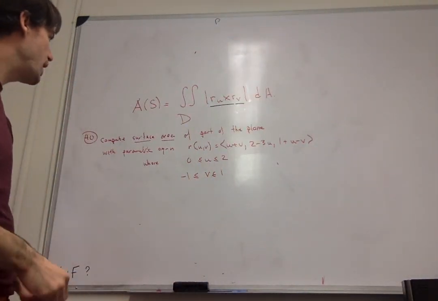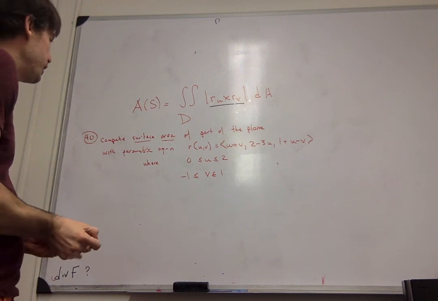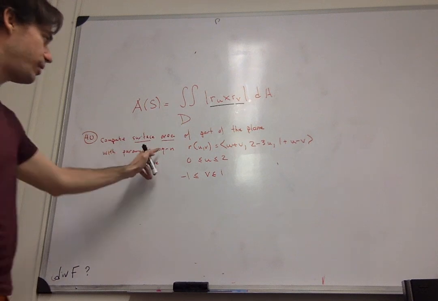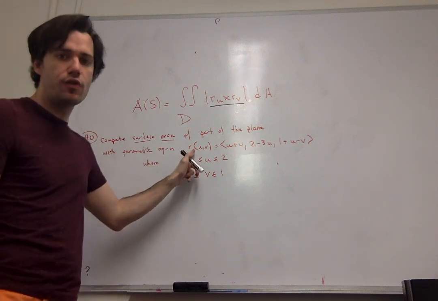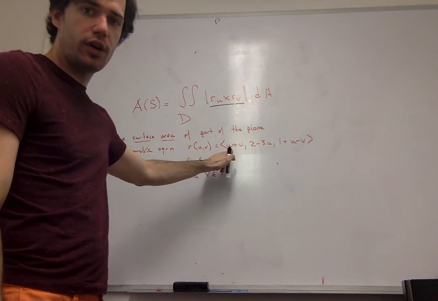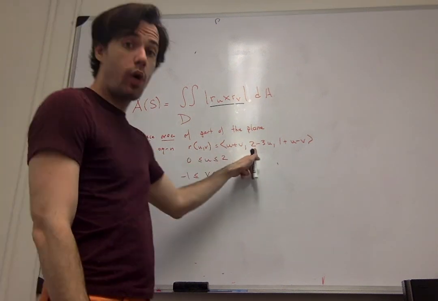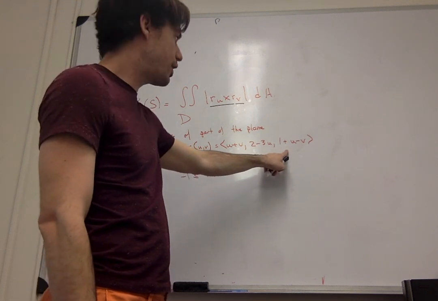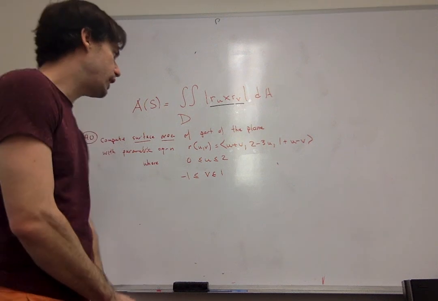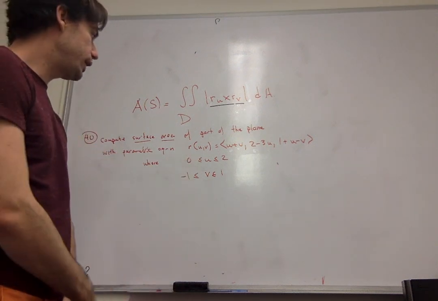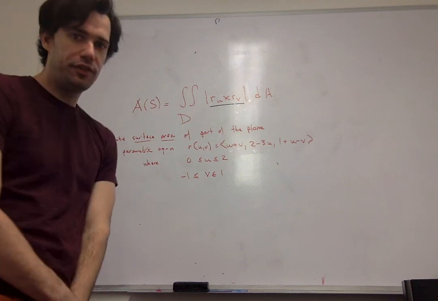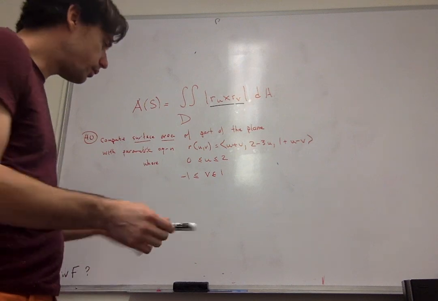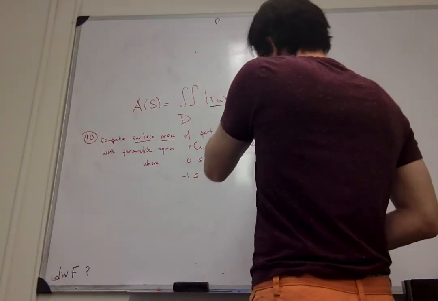Let's do an example. So problem 40 says compute the surface area of part of the plane with the parametric equation R(u,v) equals: x coordinate equals u plus v, y coordinate equals 2 minus 3u, and z coordinate equals 1 plus u minus v, where u is varying between 0 and 2, and v is varying between -1 and 1. Okay, so this is not very difficult.